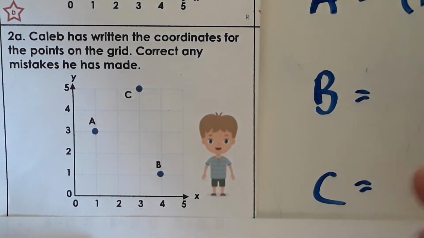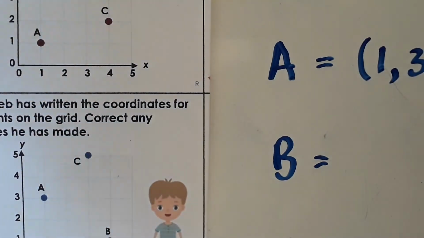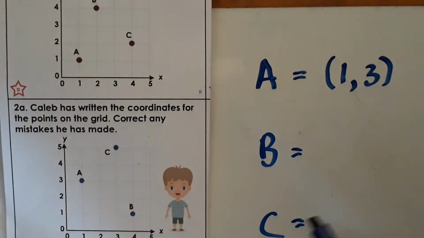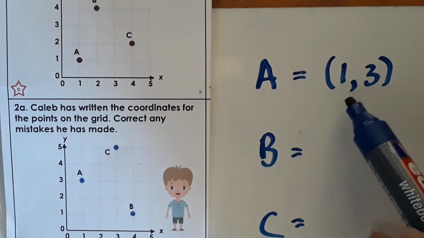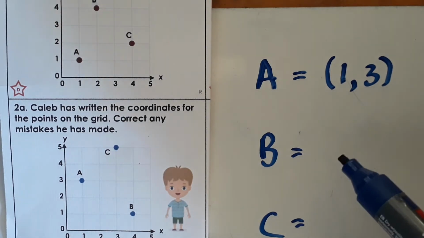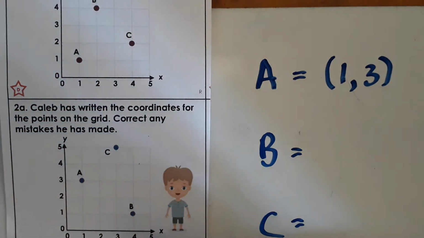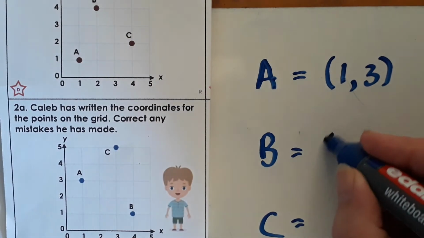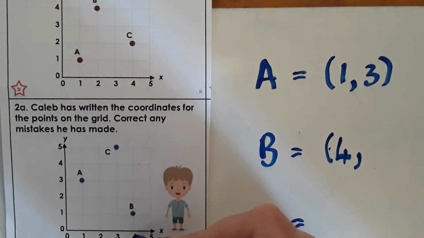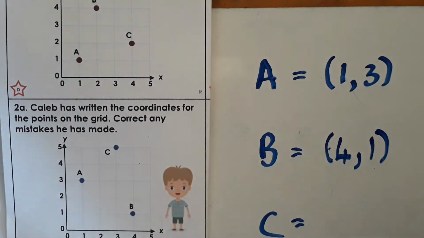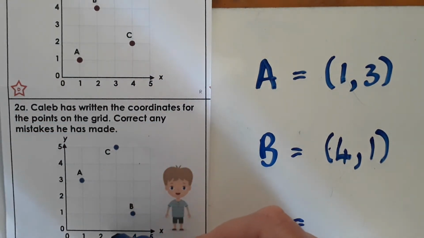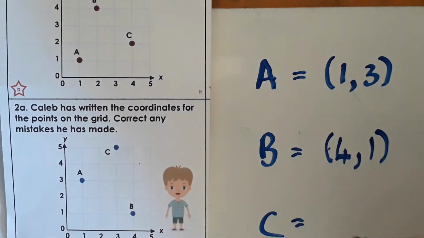Get used to writing your coordinates. Oh, I didn't realise you couldn't see. It's come out a little bit. Okay, so get used to writing your coordinates like this, in pairs, in brackets, separated by a comma. Point B, I come along the x-axis 4, so I've got 4 and up 1. And then C, along the x-axis 3 and up 5.